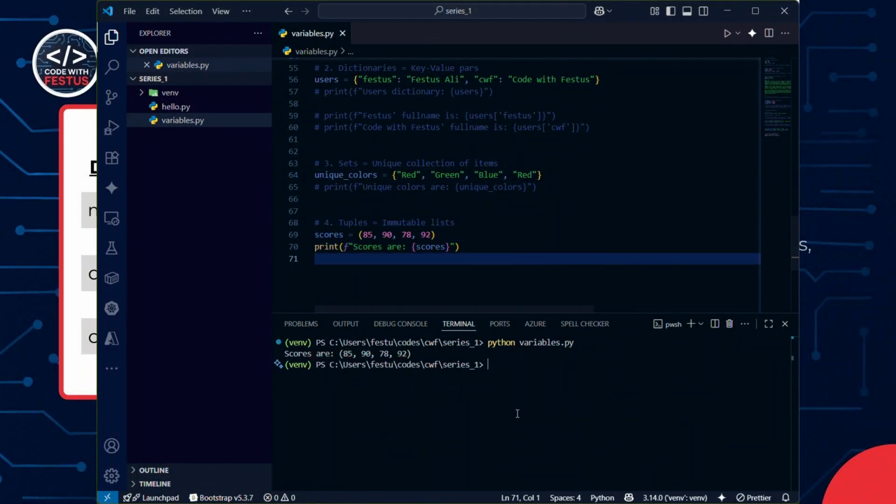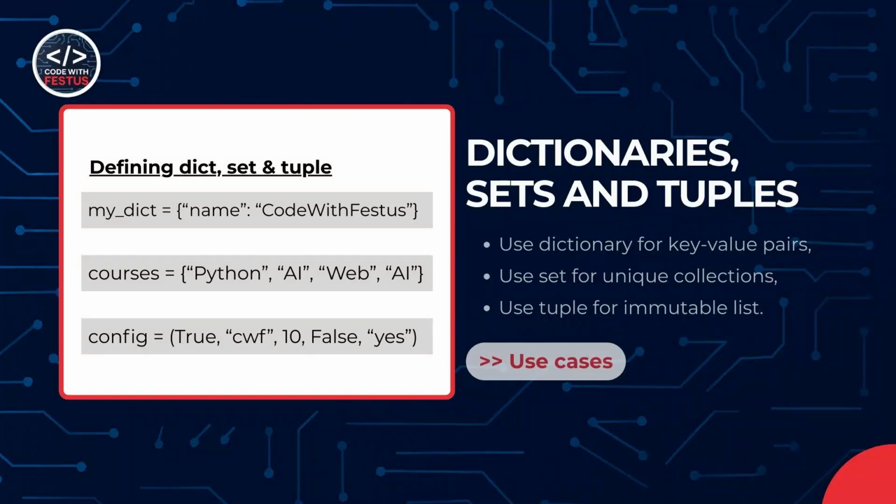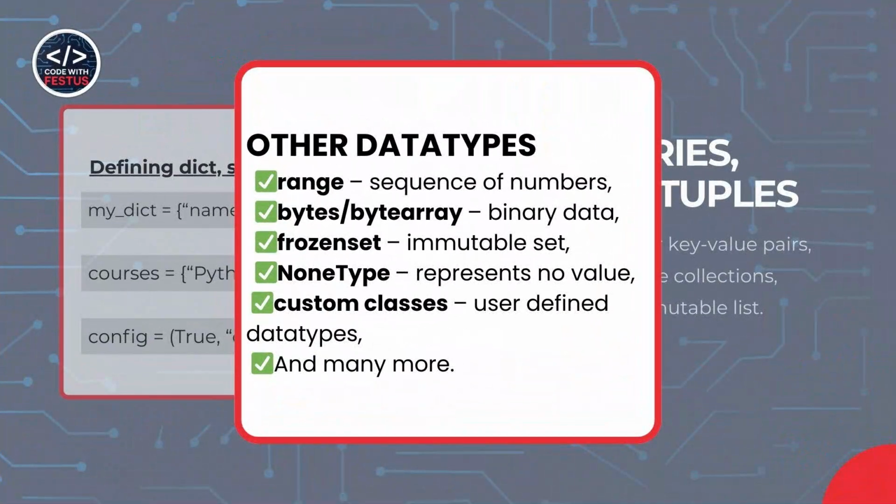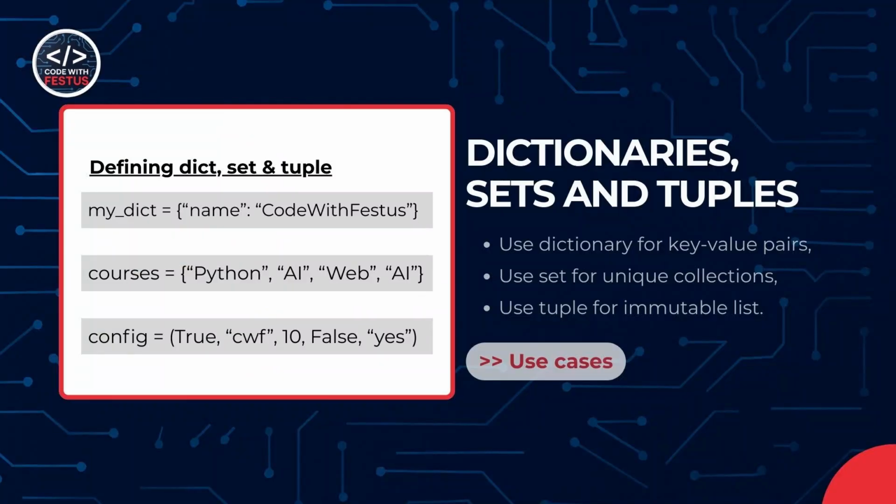These are not all the possible data types in Python. There are still more, including range for sequences of numbers, bytes and bytearray for binary data, frozenset for immutable sets, NoneType representing no value, custom classes, user-defined data types, and many more. However, you will learn more about them as we progress.